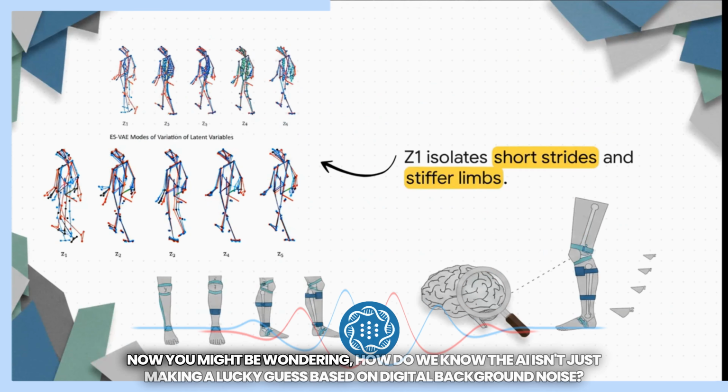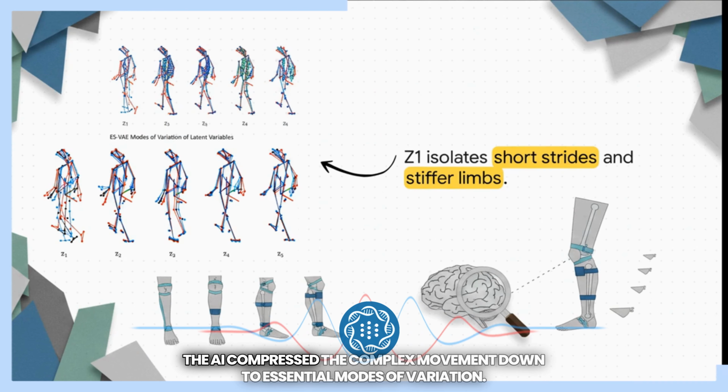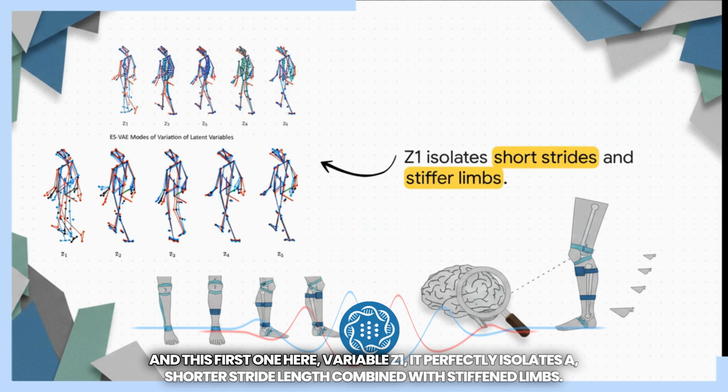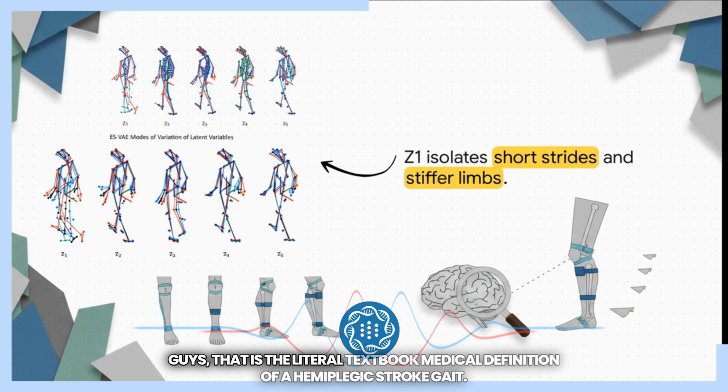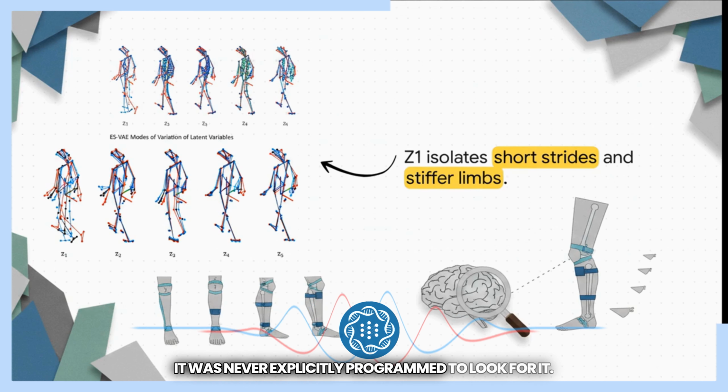Now, you might be wondering, how do we know the AI isn't just making a lucky guess based on digital background noise? Well, look at this visualization of the latent variables. The AI compressed the complex movement down to essential modes of variation. And this first one here, variable Z1, it perfectly isolates a shorter stride length combined with stiffened limbs. Guys, that is the literal textbook medical definition of a hemiplegic stroke gait. The AI independently discovered the medical definition of a limp purely mathematically, entirely on its own. It was never explicitly programmed to look for it.